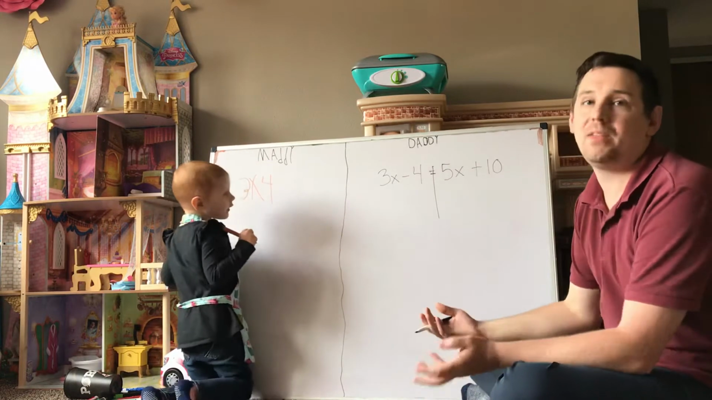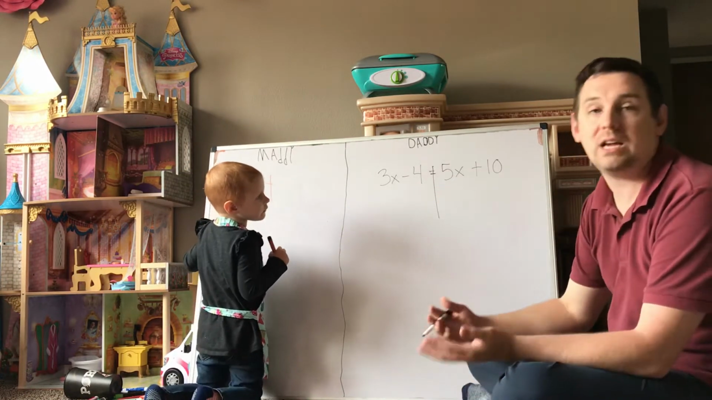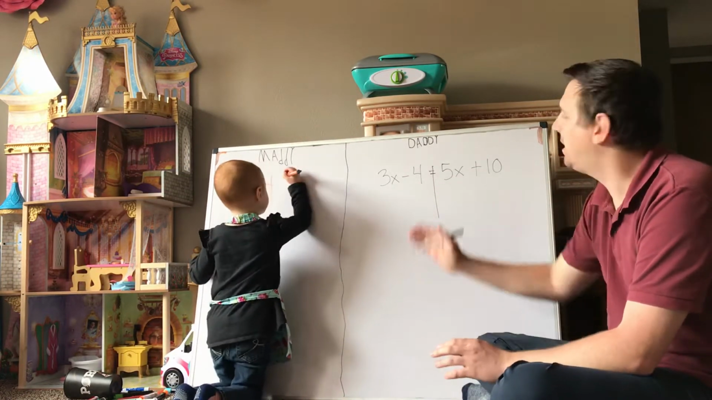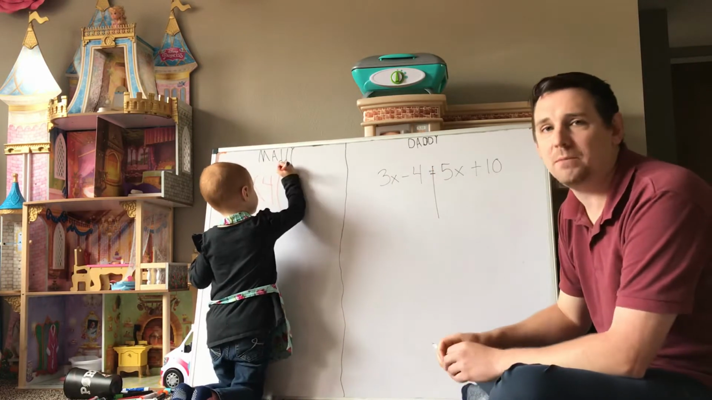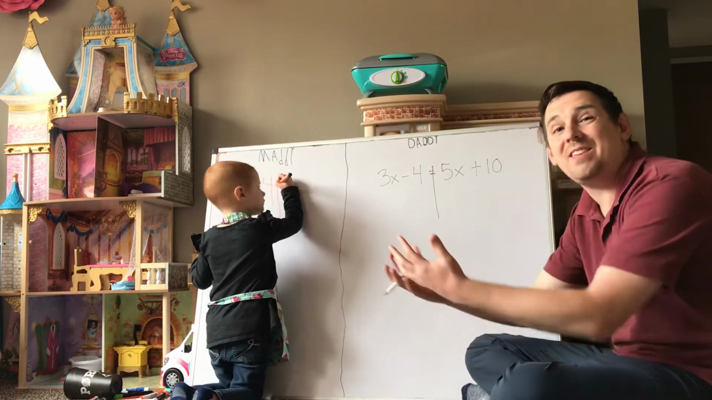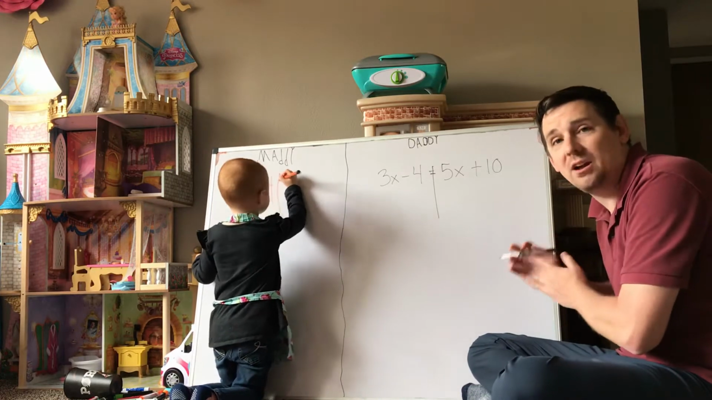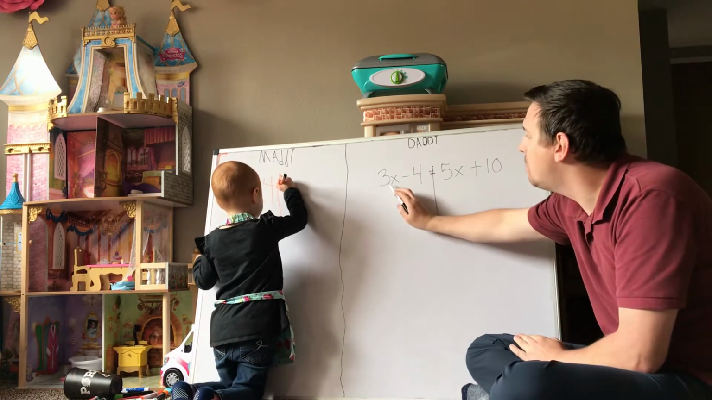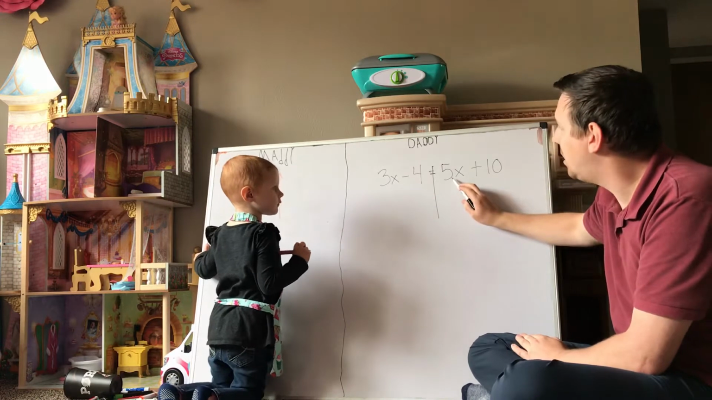Before we would just combine the like terms, you would say 3x and 5x is 8x. You cannot do that because they're on separate sides of the equal sign. So what we need to do is get the x's to the same side of the equal sign. So we need to move these three x's over here.